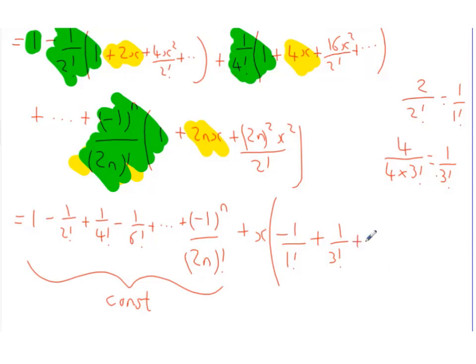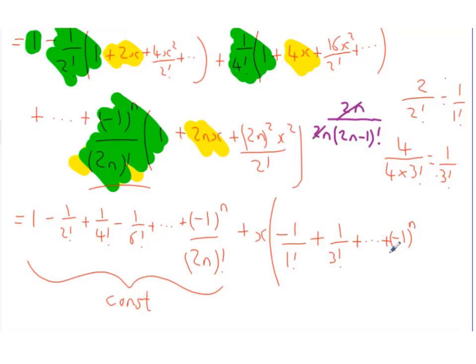So plus dot dot dot, plus, and then we're on the last term, which is minus 1 to the n, and then it is 2n over 2n factorial, since we've already pulled the x out. Just think, 2n factorial in the same way could be written as 2n times 2n minus 1 factorial, exactly the same principle. So this last one is going to be 1 over 2n minus 1 factorial.